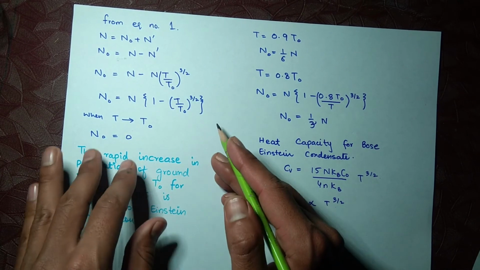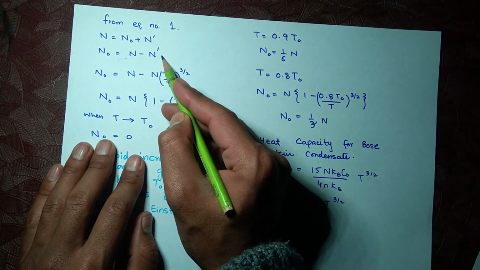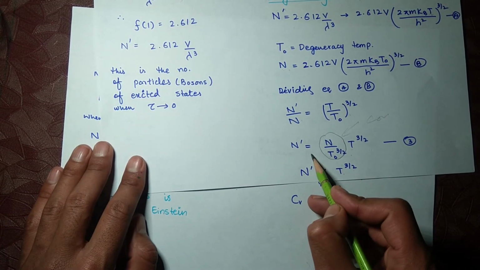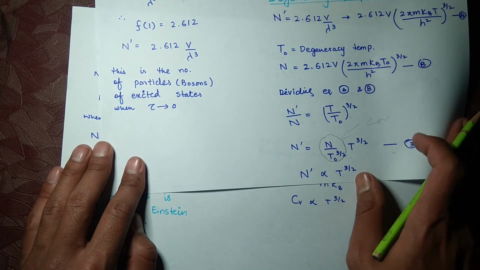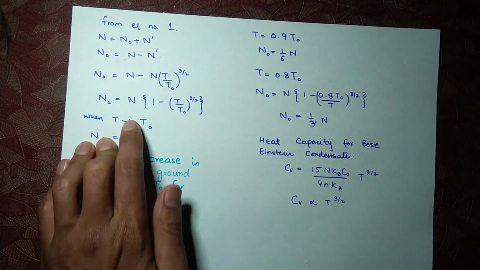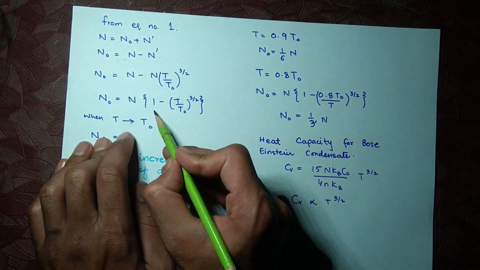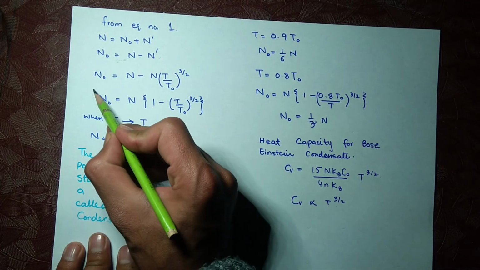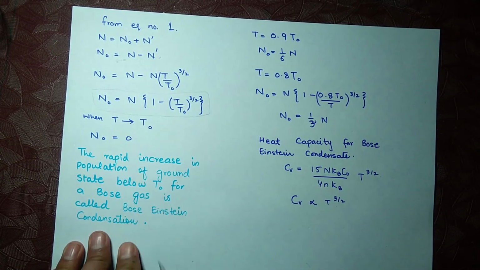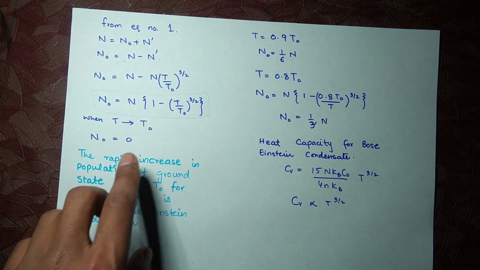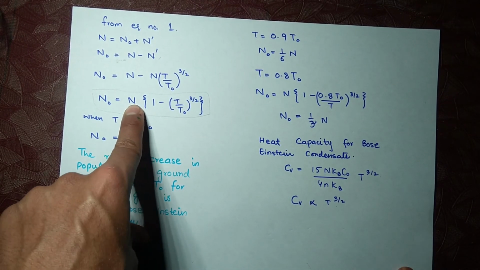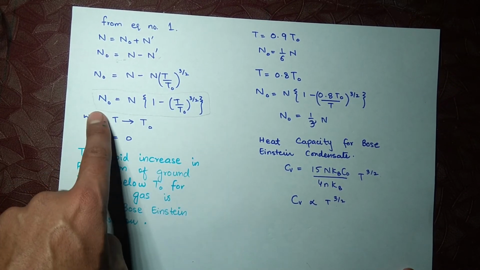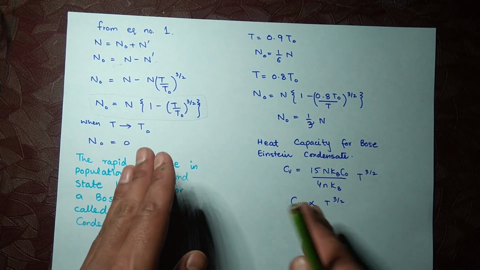So now we have to put in the value of this n prime. What is the value of this n prime? This was the value of n prime from equation number 3. I put this value here and n is taken common here. And we have in equation A the basic equation for n naught. We can say that this is the equation through which we can relate the degeneracy temperature, because it contains the total number of bosons, the ground state numbers, and every necessary detail is given here.